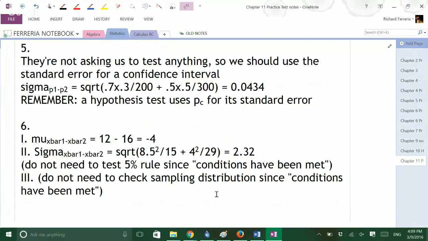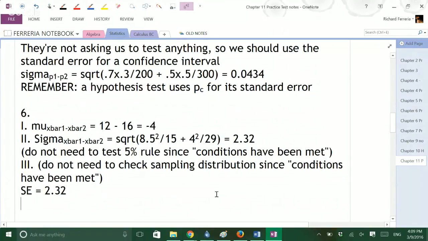Okay, and then now we can get to that standard error, right? So standard error is equal to 2.32. This is for a mean, so we need a T star. And degrees of freedom is 14. Did they give you 90%? So what is T star 14? 1.761.